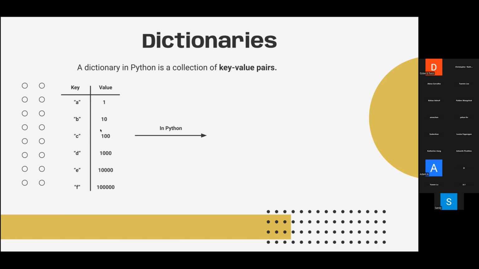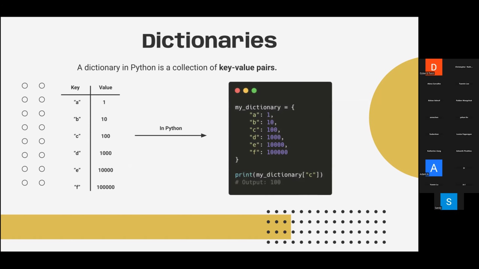But then how would that look in Python? It would look something like this, where we have this dictionary, which we know is a dictionary because of these curly braces, and we can see that the character A is associated with the value 1, B is associated with 10, C is associated with 100, and so on. The left side is what we would see in the real world, and the right side is how we would write it in Python.